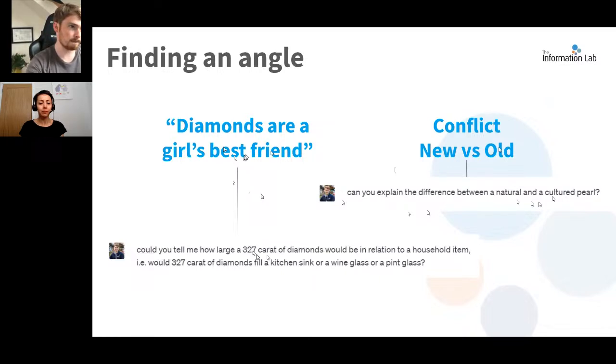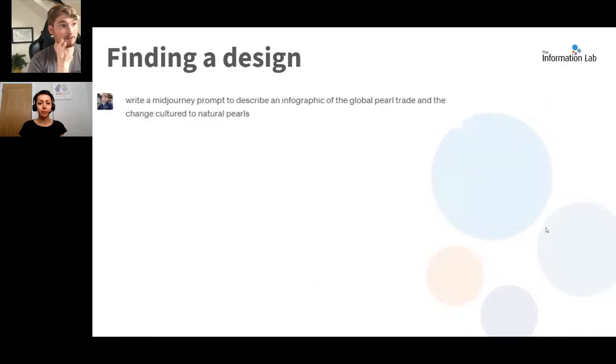Okay, so then I had a much more focused idea of what I wanted to do. It was then about finding some design ideas to fit in with that mobile view. So I asked ChatGPT to create me some Midjourney prompts. Here we go: just give me an infographic about the global pearl trade. So we came up with different prompt suggestions, and I put those into Midjourney, and this is what came back.